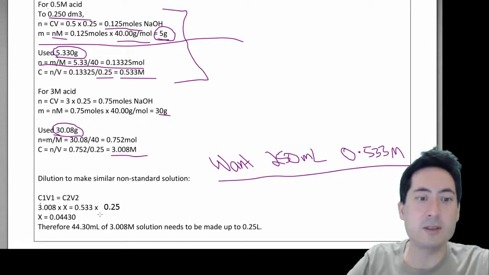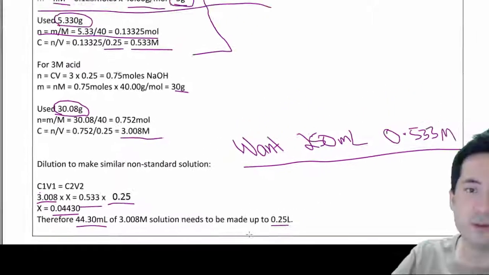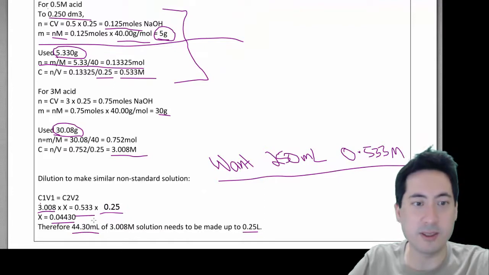So what I want is I want 250 mils of 0.533 molar, and what I have is a 3 molar solution. So when I sum all these values in, I get to a value of 0.0443, which basically means if I grab 44.3 mils of 3 molar solution, that will give me the equivalent number of moles diluted out to 250 mils of water. That will equal 0.533 moles. So that's how you interpret that equation.